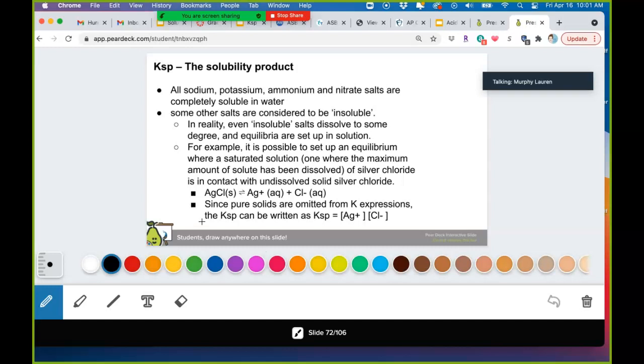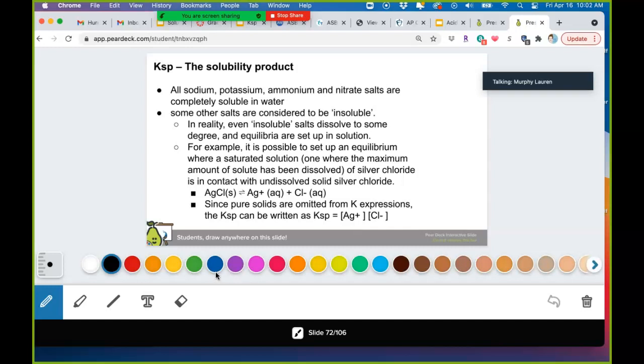Now, for example, silver chloride has very limited solubility in solution. So it breaks apart a tiny, tiny bit into silver ion and a tiny, tiny bit into chloride ion. But in fact, most of it stays intact as a solid. So if you go to write the K expression, K equals products over reactants, you notice you don't see a denominator because your reactant is a solid and you don't include solids in equilibrium expressions. So really, the Ksp expression is based on the ions of the substance.